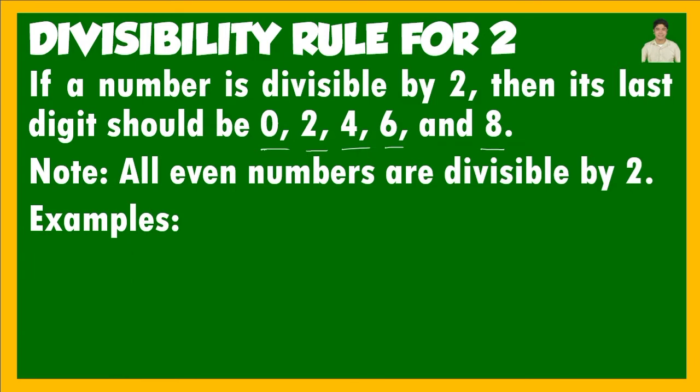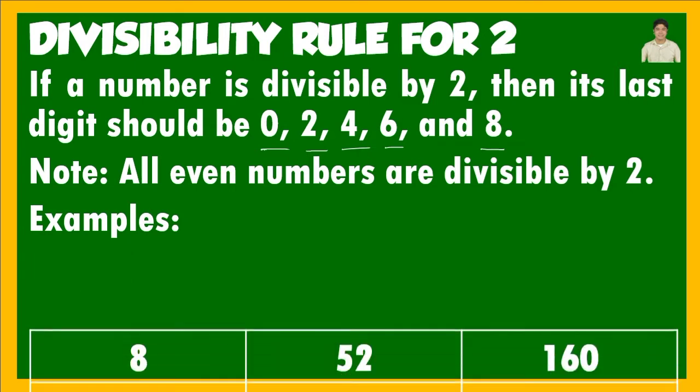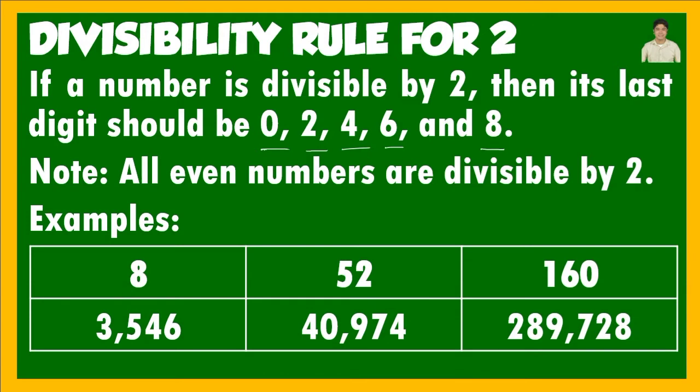We have examples of numbers divisible by 2: 8, 52, 160, 3,546, 40,974, 289,728. Let us check the last digit. For 8, it is divisible by 2. For 52, the ones digit is 2, that is why it is divisible by 2. Let's have 160. Its last digit is 0, and 0 is an even number.